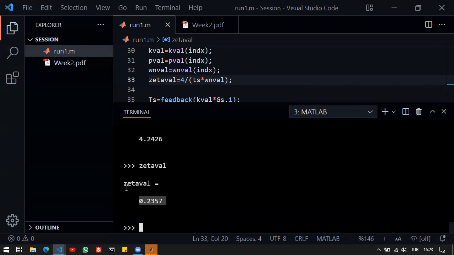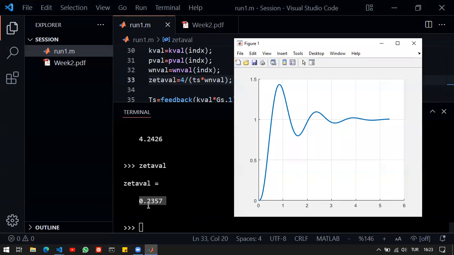0.2357 as zeta. And since this is basically the damping coefficient, or the damping ratio, and since this is closer to 0, I can see that there's not that much friction going on. Therefore, I would have oscillations like this. If zeta increases, then the oscillations will decrease. So, which tells me directly that if zeta is a high value, I will have low overshoot because there are less oscillations in the response.